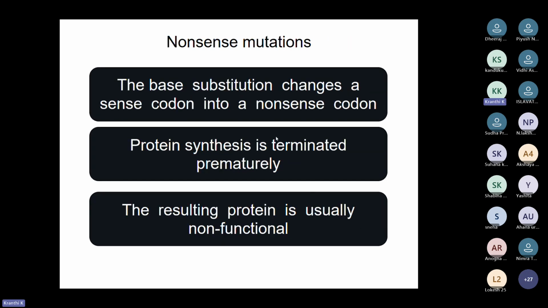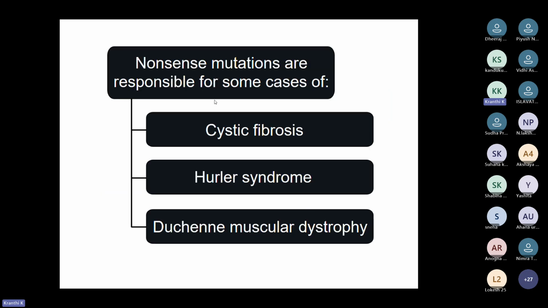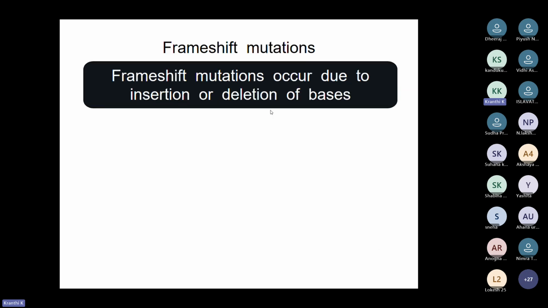Then nonsense mutation means here it will stop. Got it? So in nonsense mutation, protein synthesis gets stopped prematurely, right? So that is a problem. There are some diseases called cystic fibrosis, Hurler syndrome, then Duchenne muscular dystrophy. So these are the problems.